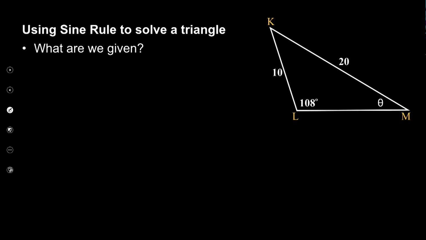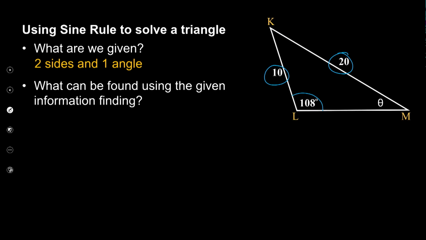First question, what are we given? We're given, again, 2 sides and an angle. What can be found using the given information? Using the given information, we've got 1 full pair here, and we have 1 half pair here. So it means we can use the sine rule. In other words, we can find angle theta or angle M. That's what we can find first using the sine rule.